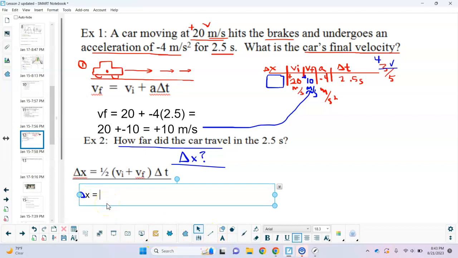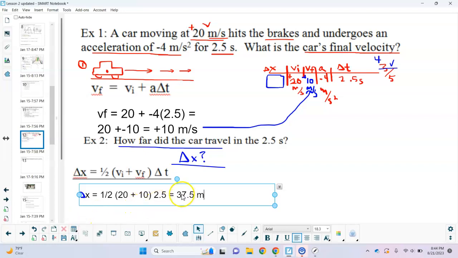equals 1/2 the initial velocity, which was 20, plus the final velocity, which was 10, and I'm going to multiply that by 2.5 seconds. So oops, that should be a dot, not a comma, unless we're in Europe somewhere. So if you do that math, 20 plus 10 is 30, half of 30 is 15, and then 15 times 2.5 would be 37.5, and it's going to be meters.